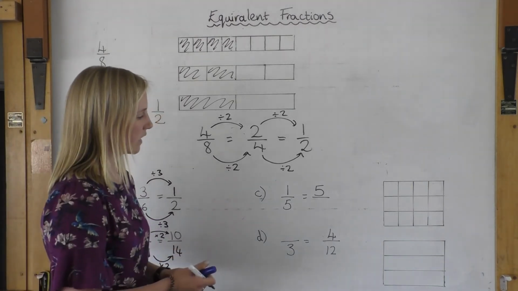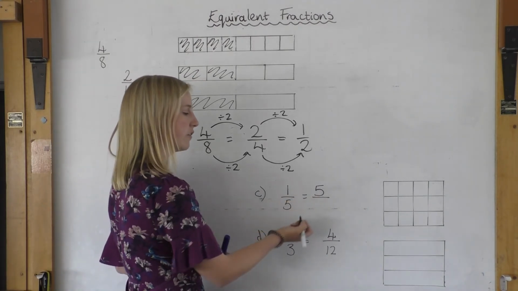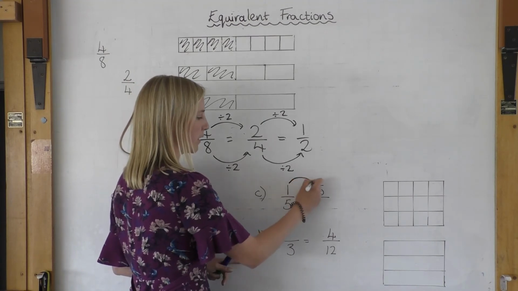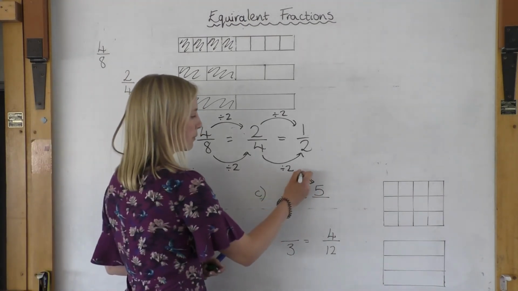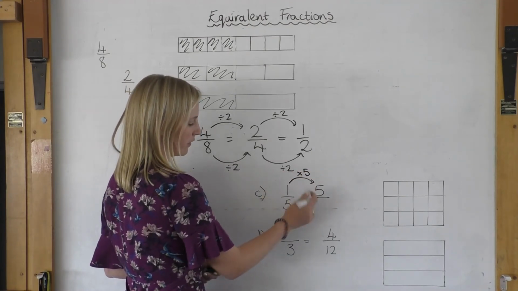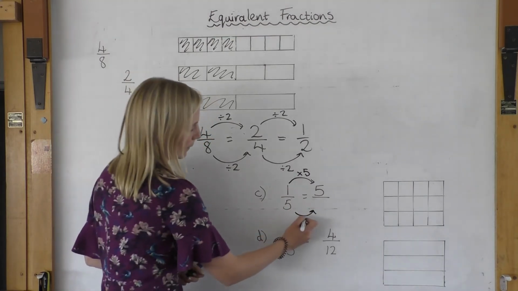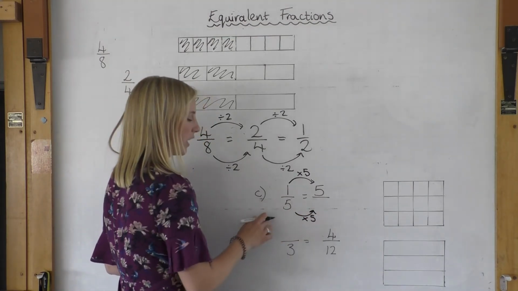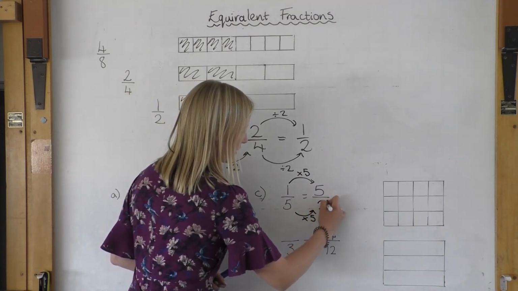Looking at this next example then, we've got 1 over 5 is equal to 5 over something. So again I'm thinking, how did I go from 1 to 5? Well, I'm going to multiply that by 5. 1 times 5 gives me 5, which means that I need to do the same to my denominator. I need to multiply by 5. 5 multiplied by 5 is my 25.